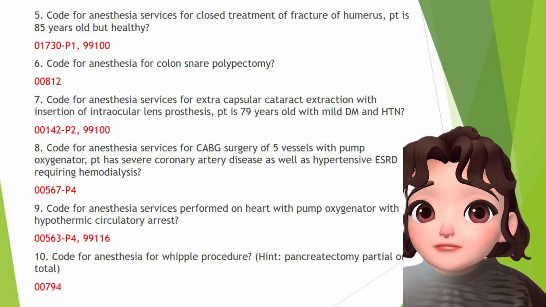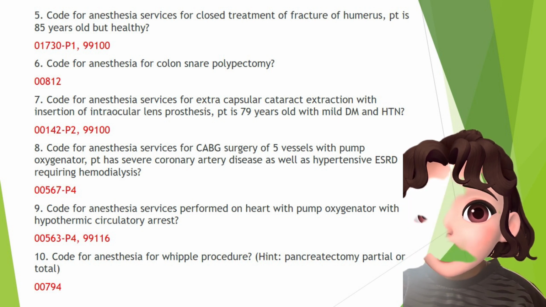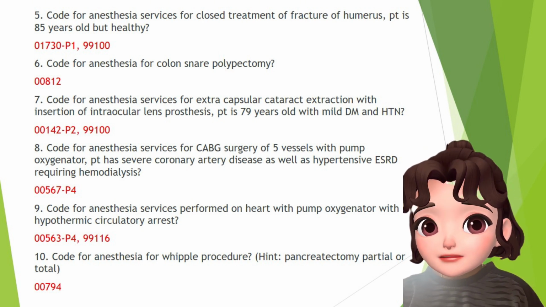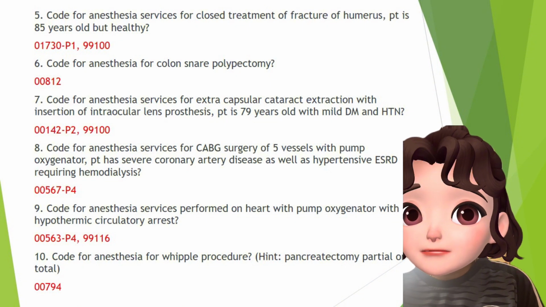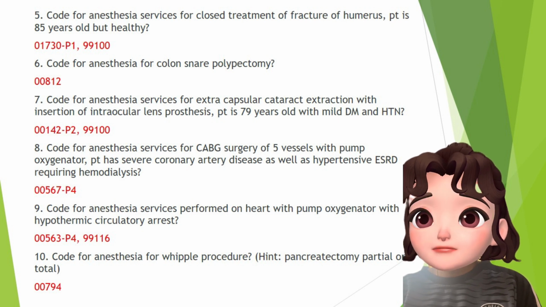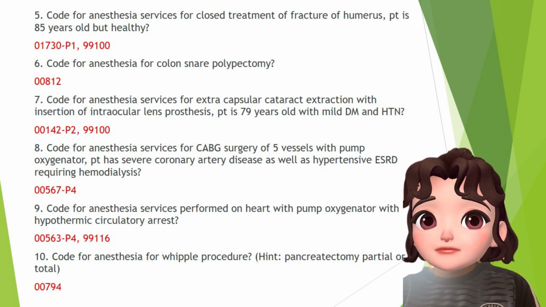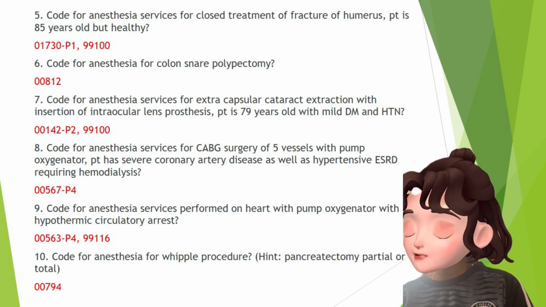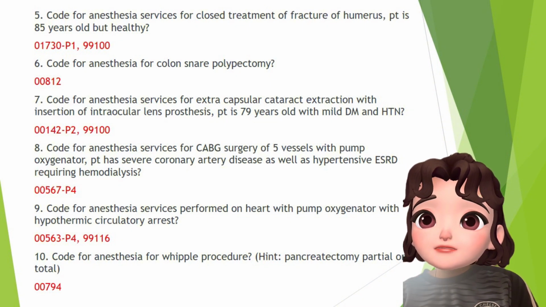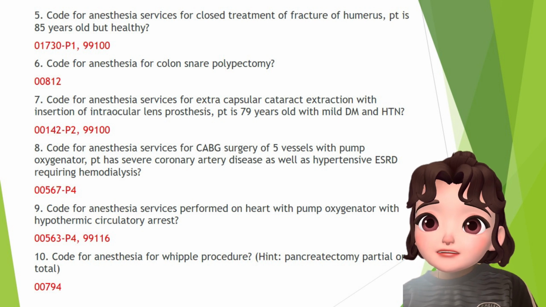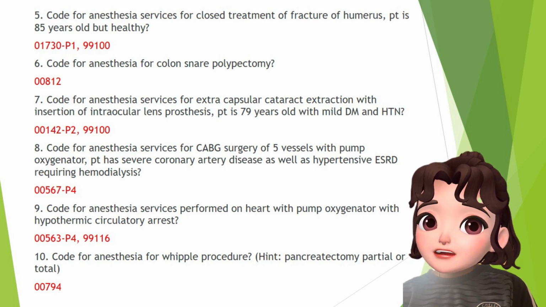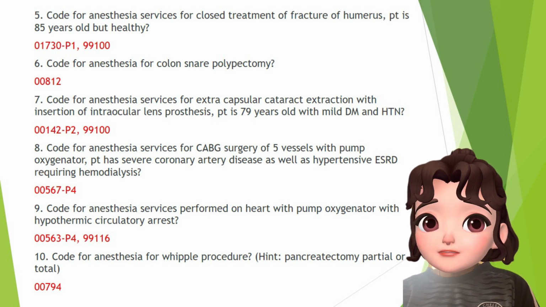Now next question. Code for anesthesia services performed on heart with pump oxygenator with hypothermic circulatory arrest. First we will check the code for anesthesia services performed on heart with pump oxygenator. That will be 00563. And then with hypothermic circulatory arrest, which represents severe systemic disease, same like the previous question. So it will be P4.